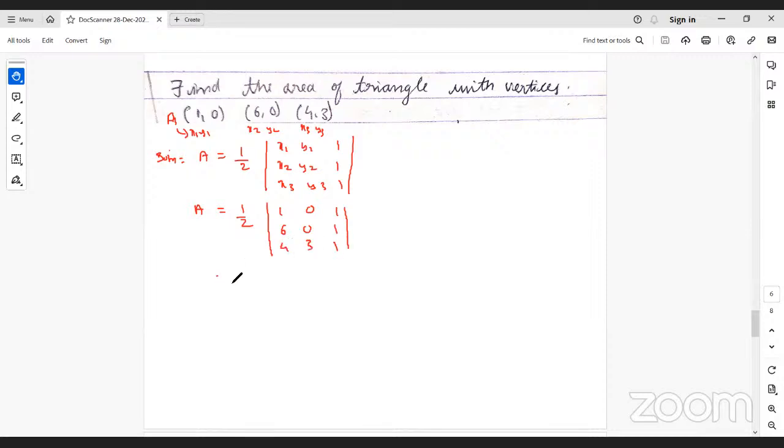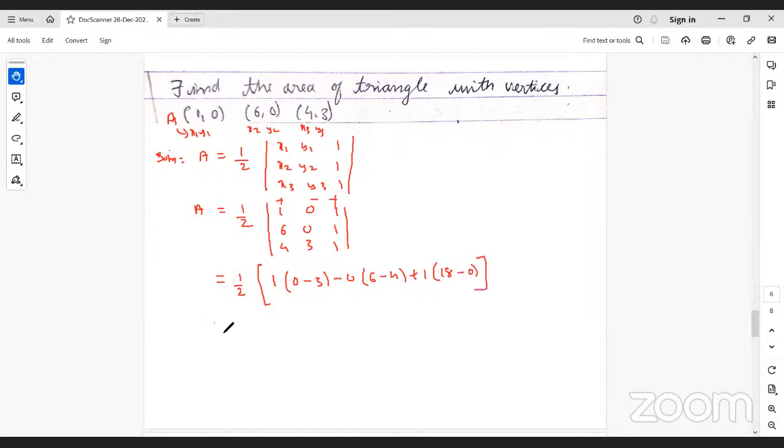So this will be equal to 1 by 2 in bracket. The signs will be plus, minus, and plus. So this will be 1 into, 1 into 0 into 1 is 0, 3 into 1 is minus 3. Next, minus 0 into, 6 into 1 is 6, 4 into 1 is minus 4, and then again plus 1 into, 6 into 3, it will be 18, minus 0.